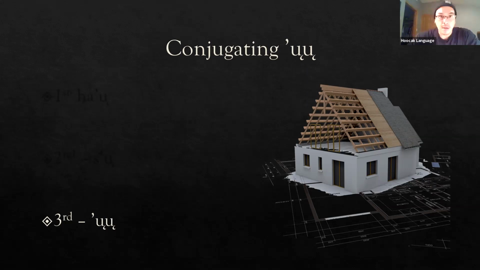So first person conjugating is going to be ha'u, ha'u. Second person is going to be sh'u, sh'u.